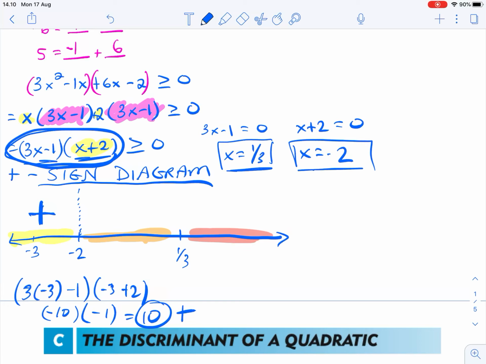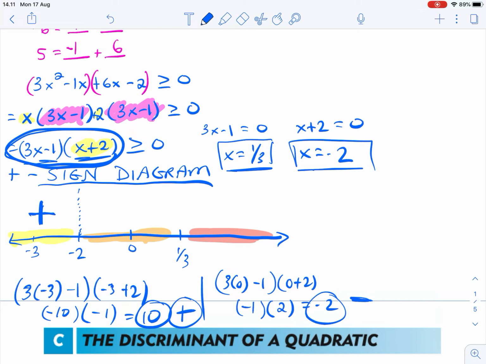Now, between negative 2 and 1/3, I can choose any number, and I would always just try and choose 0. So same thing, plug 0 into that expression. 3 times 0 minus 1, times 0 plus 2, and you get negative 1 times 2, which is negative 2. So unlike this one that was positive, this one is going to be negative. So I'm going to put a big minus sign. That means everything between negative 2 and 1/3 is going to be less than 0.